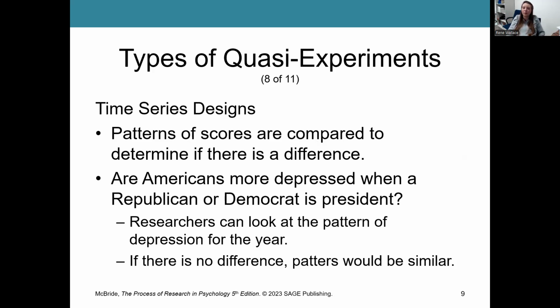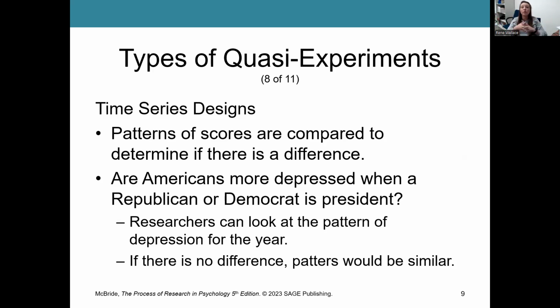Like, are Americans more depressed when a Republican or a Democrat is president? So you could look at it for the whole year, right? If there's no difference, the patterns would be similar, right? Maybe during the election months, people are at extreme ends. People are really happy or they're really depressed. And then we get a couple of years into it and people have kind of mellowed out towards the middle. And then we get to election season again and people are really angry or really happy.